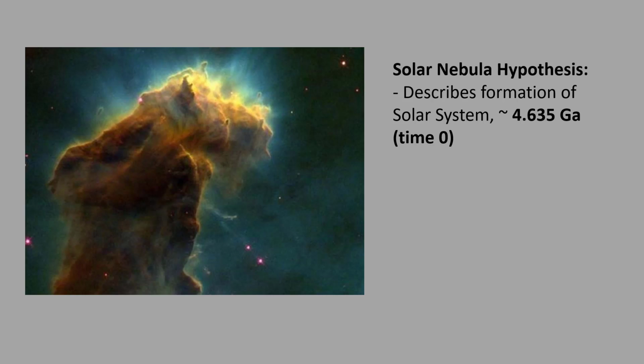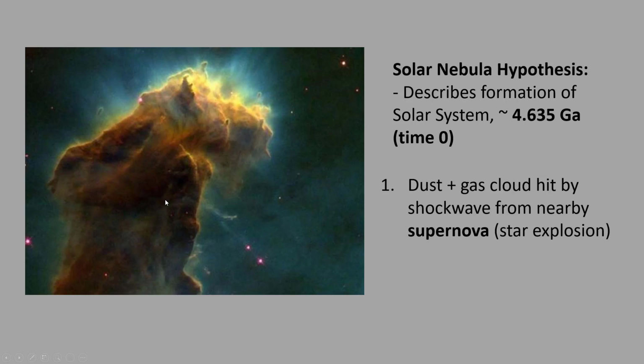Prior to the sun forming, there was a large dust and gas cloud. That dust and gas cloud, which will eventually become our sun and our solar system, was hit by a shock wave from a nearby supernova. A supernova is the explosion of a star. A really important concept to keep in your mind throughout this lecture is the idea of gravity, the idea that particles are attracted towards each other based on their masses. That's going to be a concept that we talk about throughout this lecture.